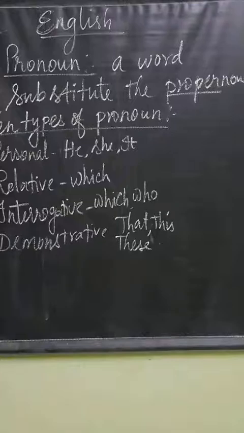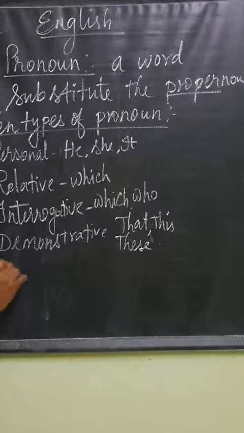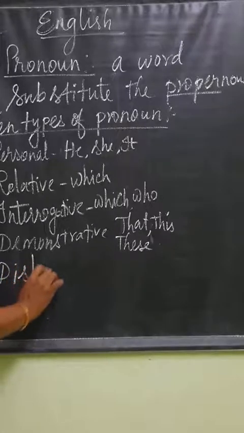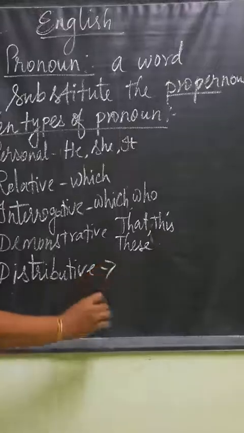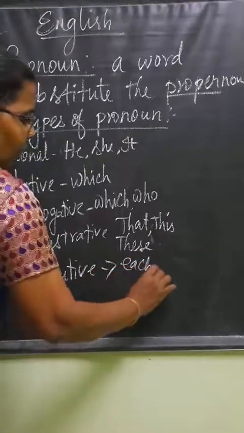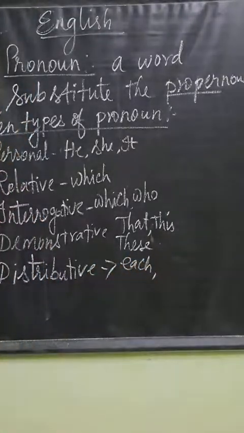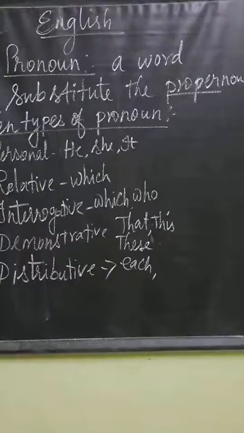And the fifth one, distributive pronoun, which tells the distribution: each one of them, every one of them, neither his or him, any one of you, none of you. So the pronoun which distributes a group or a pair is called distributive pronoun.